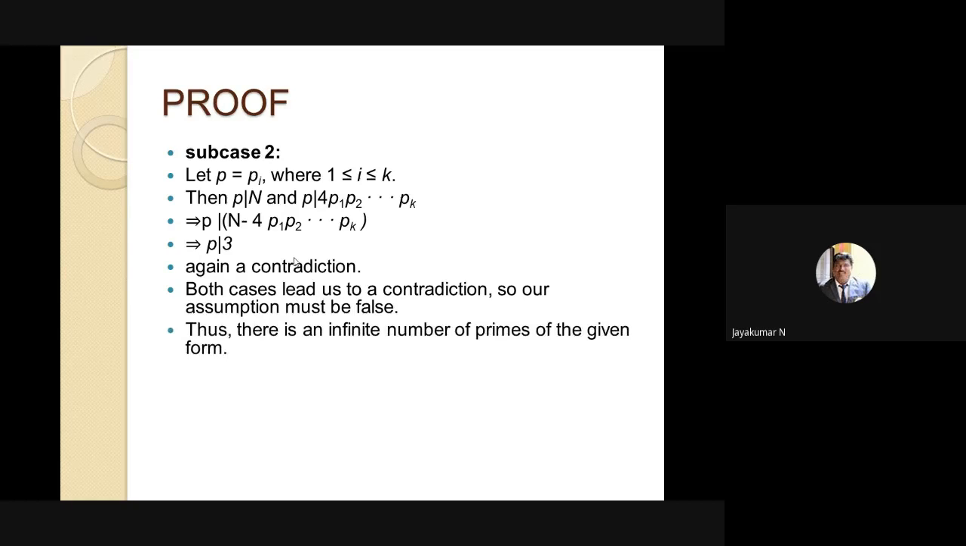Finally, we conclude that both cases led to a contradiction, so our assumption must be false. Therefore, there are an infinite number of primes of the form 4n plus 3. Please read this at least 2 to 3 times. This is the easiest proof; each and every thing you can easily understand. Definitely you will get the 8 marks.